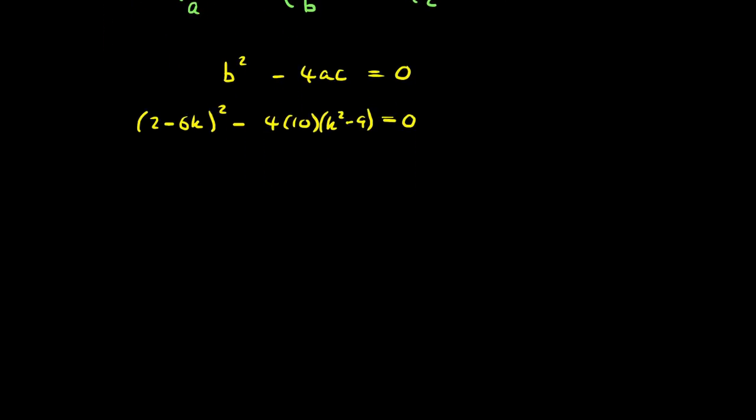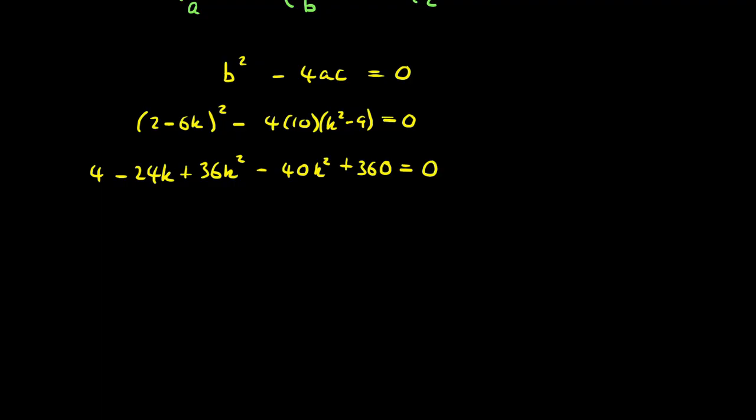Let's expand that bracket. We're going to get 4 minus 24k plus 36k squared, minus 40k squared and minus 40 times 9. That is going to be plus 360. Okay, all equal to 0.